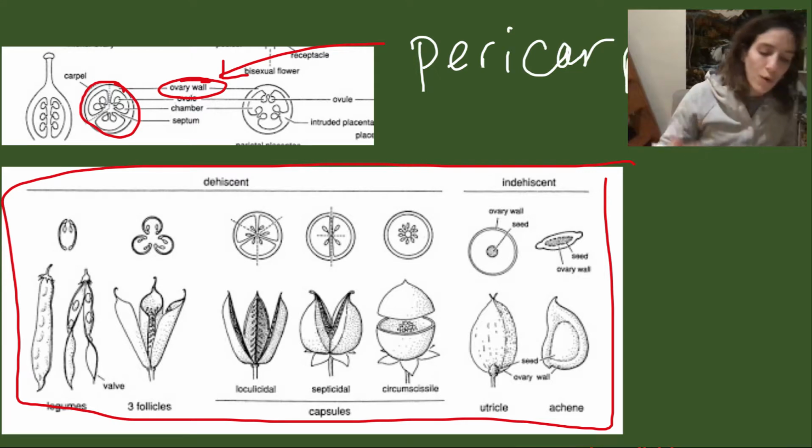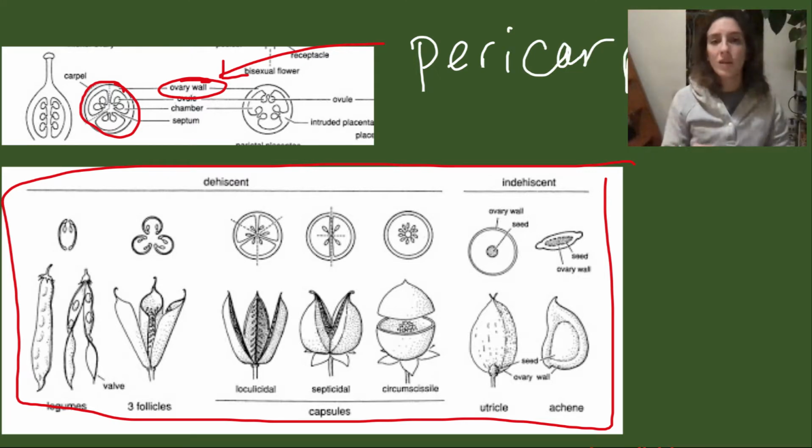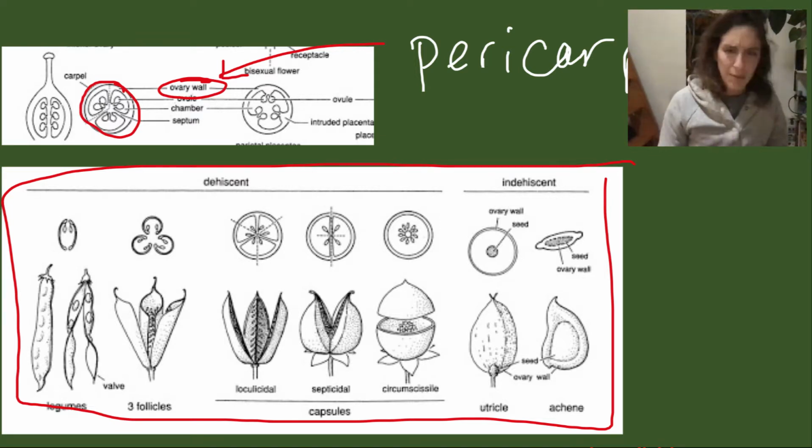So the entire ovary becomes the fruit. The ovary wall is what becomes the pericarp. Sometimes this pericarp is fleshy, delicious. Other times the pericarp is woody, papery, all sorts of textures. Cool.